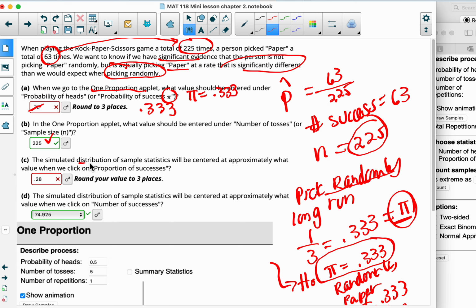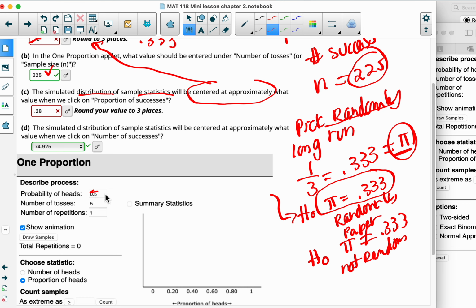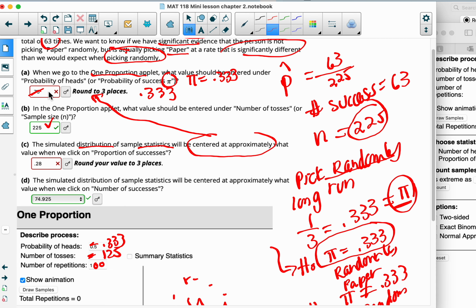And again, when we simulate this distribution, it's going to be approximately centered at whatever we put here in our assumption. We told it 0.333, the sample size, and let's say we repeat it 100 times. It's going to create a bunch of p-hats, and it's approximately going to be centered at 0.333 because that's what we told it to. So the center is always going to be approximately equal to our pi value.